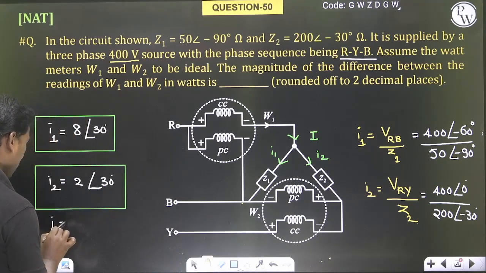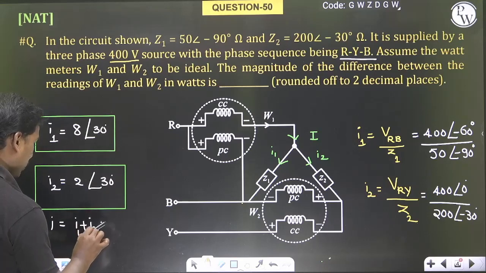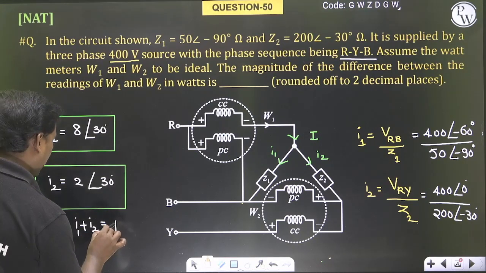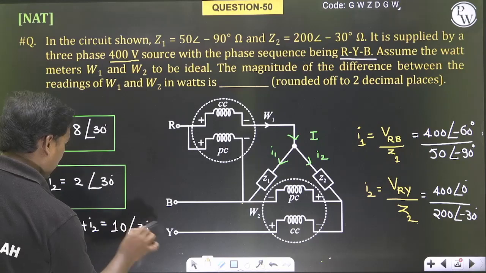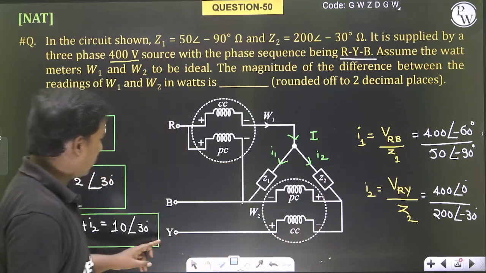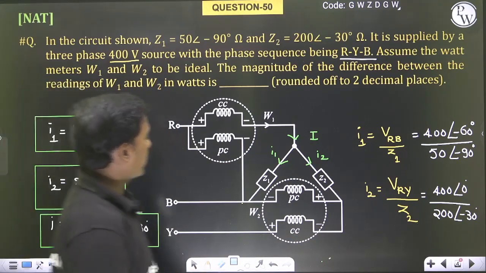So overall I will be I1 plus I2. Any mistake we have done? Nothing, right? So I1 is 8 at 30 and I2 is 2 at 30, so this is 10 at 30 degrees. This is our I. Now you have got the I, which is passing through this current coil. That's it. Now let us go for the W1.